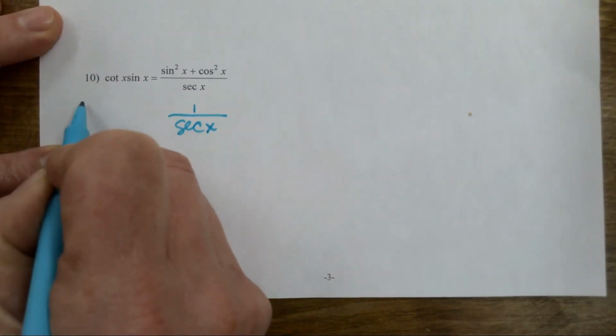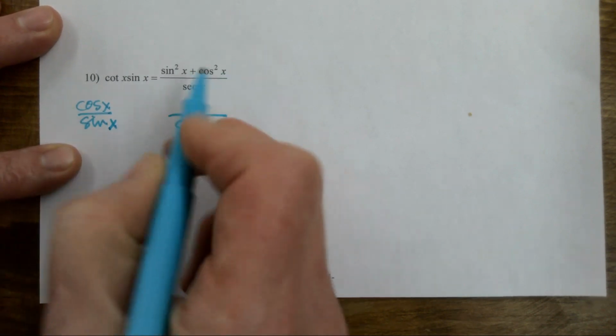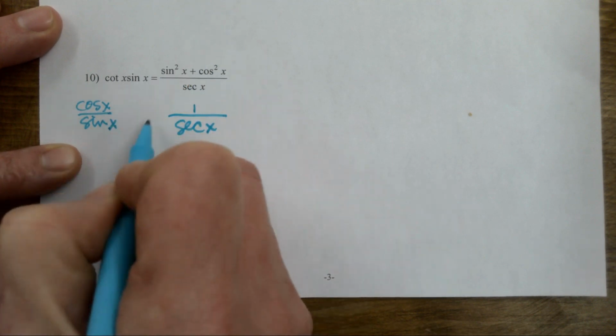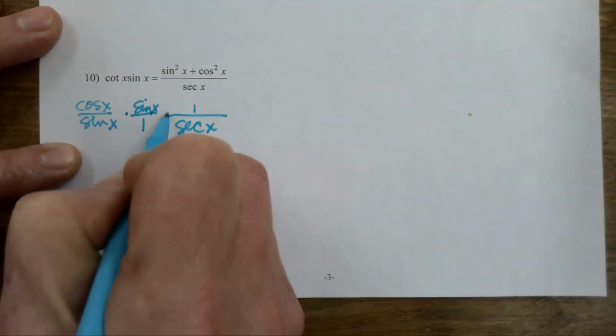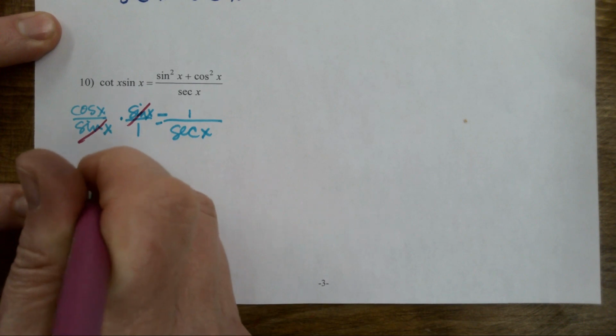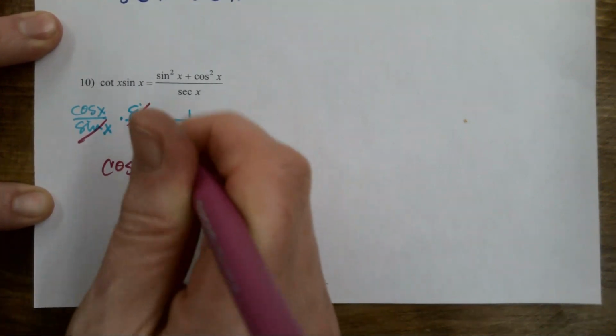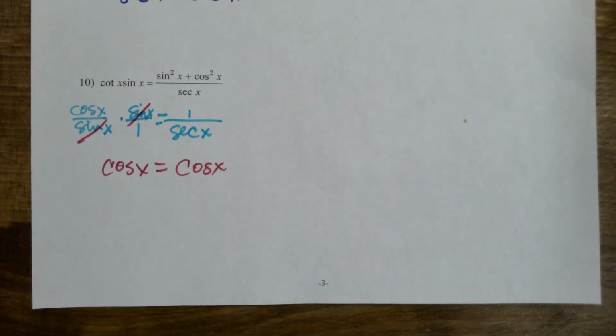And then the cotangent is cosine over sine. Times sine over 1 equals. Good. This one went quick. Right? Can we see it? It's the future shining in our brain. What happens? Gone and gone. Two-steppers, those are the best.